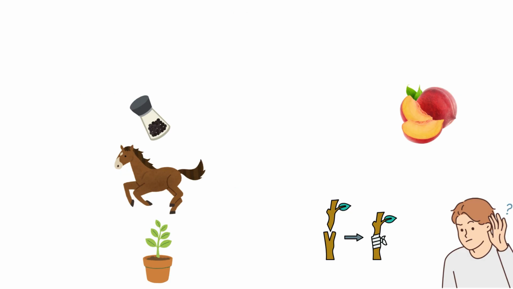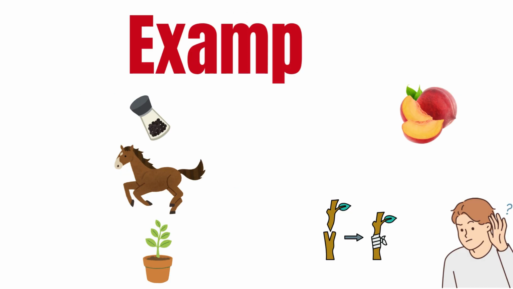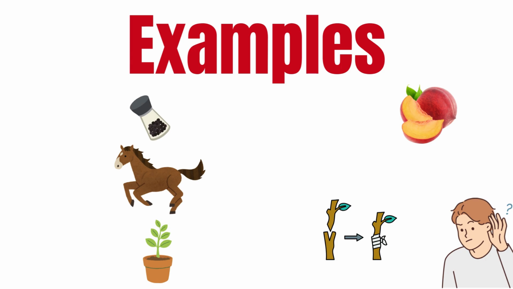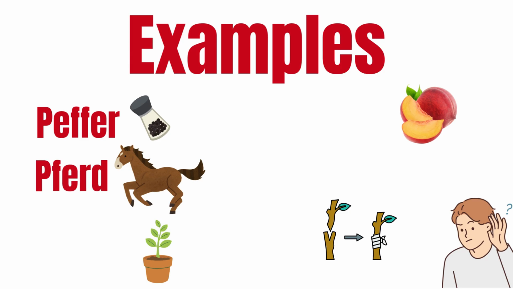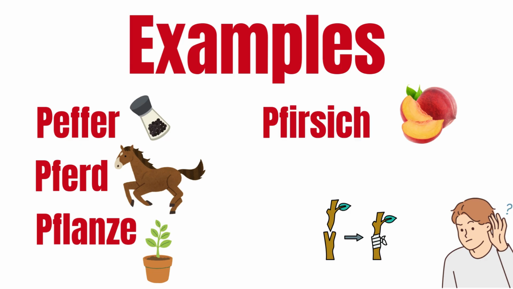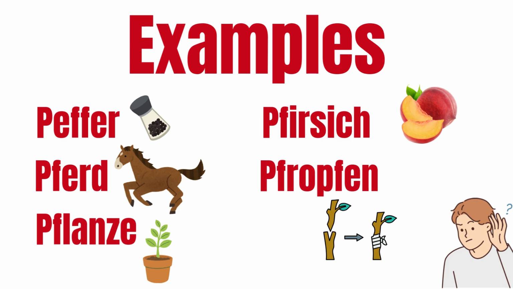Now let's practice some common Austrian German words with the PF sound. Pfeffer, which means pepper. Pferd, horse. Pflanze, plant. Pfirsich, peach. Pfropfen, plug.